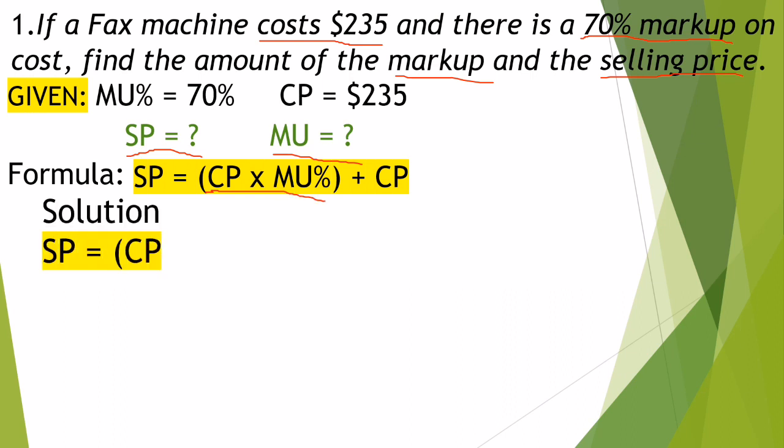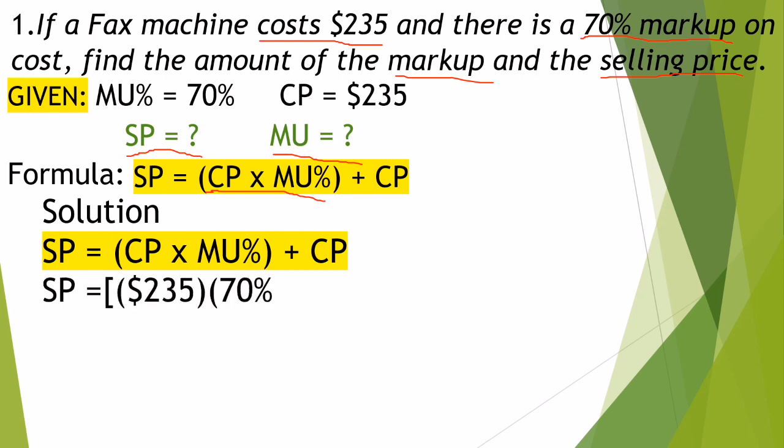Next, for our solution, first we need to copy the given formula, and then after that, substitute the given. So SP now is equal to our CP, or cost price, which is $235, times MU percentage, which is 70%. So we have 70% here plus our cost price, which is $235.